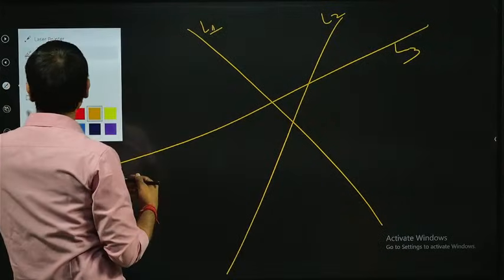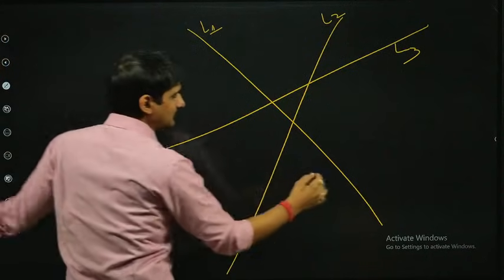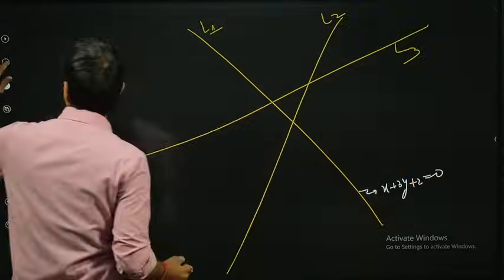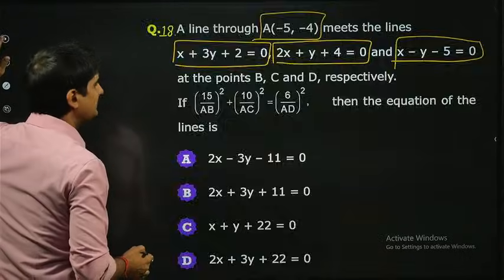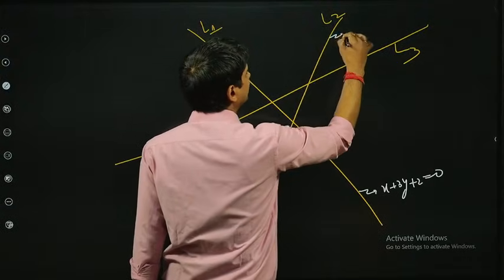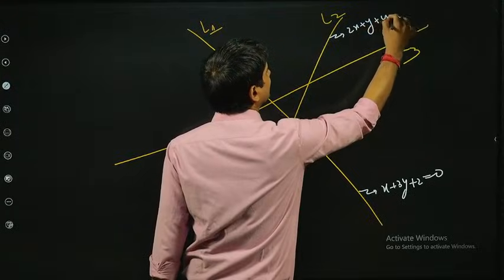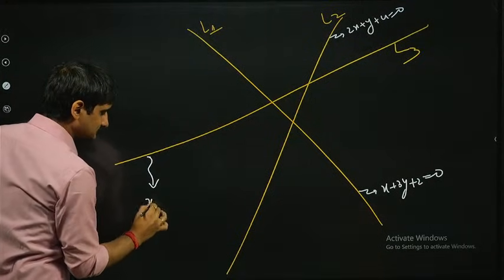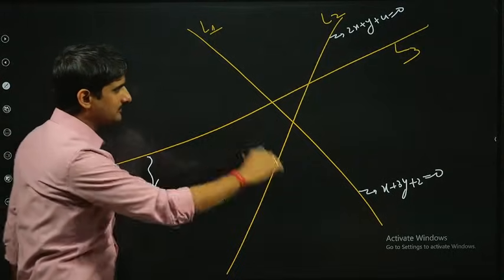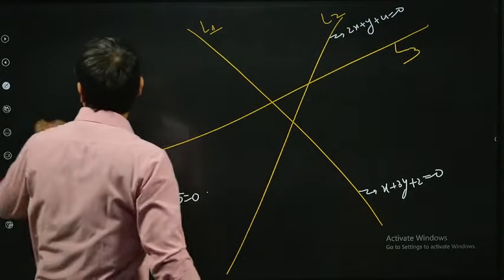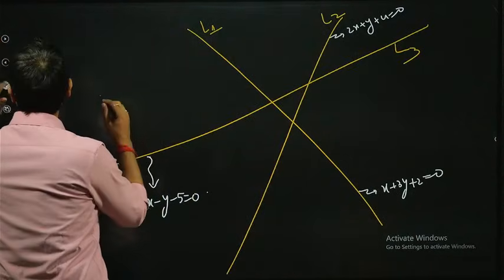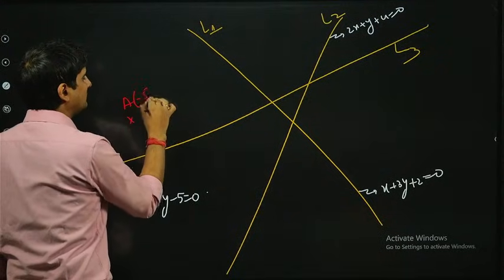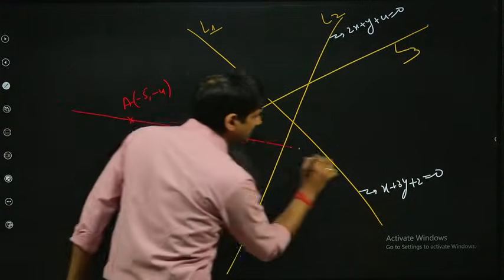Okay, so we have to be careful to use it. So L1 is x plus 3y plus 2 equal to 0. That's our line L1. L2 is 2x plus y plus 4 equal to 0, and the third line here is x minus y minus 5 equal to 0. So these are three lines. Now there's a variable line passing through the point A -5 comma -4 here. So let's say that's the point -5 comma -4, a line that intersects all of them.